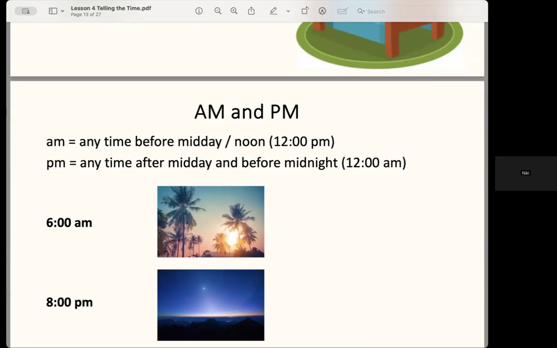So that becomes afternoon, and also evening and night. And midnight is 12 a.m. But it's dark, so it's a bit confusing. But here are your pictures. 6 a.m. in the morning, it's dawn. The sun is just coming up. 8 p.m., it's dark. Okay, and then it's nighttime.